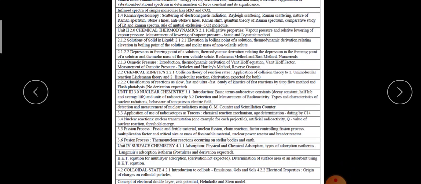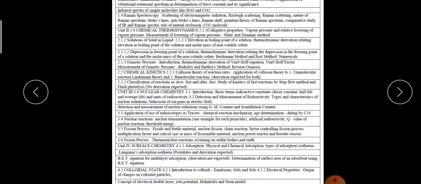And the last one is the fusion process. In that we have to talk about the thermonuclear reactions occurring on the stellar bodies and Earth. This part is there under this particular unit 3, that is called nuclear chemistry. We will see one by one.